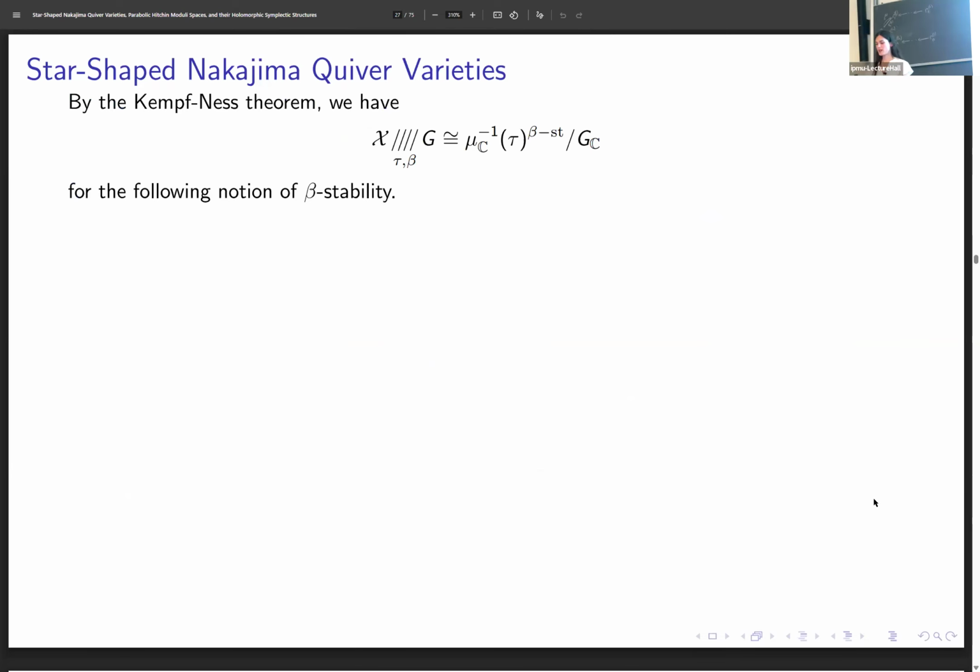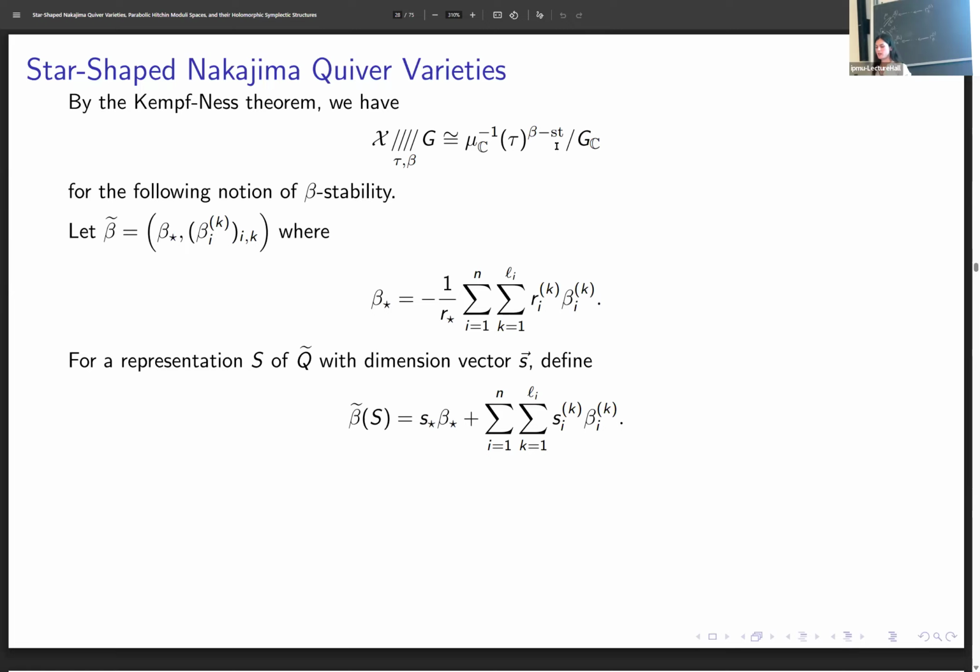And so by this Kempf-Ness theorem, you can identify this quiver variety with the beta stable locus of the tau level set mod the complex Lie group. And this is much easier to work with. And you still get the structure of the holomorphic symplectic manifold to get this.